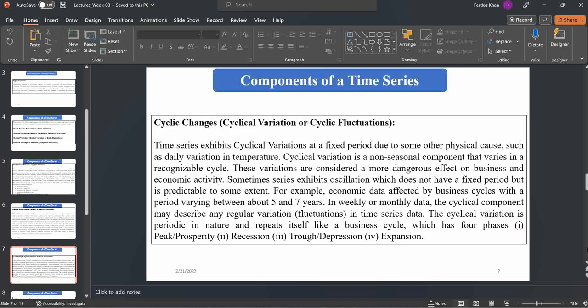The cyclical variation is periodic in nature and repeats itself, like a business cycle which has four phases: peak, prosperity, recession, through depression, expansion. So this is something like this, and you can see this usually in business datasets and maybe in other datasets as well.